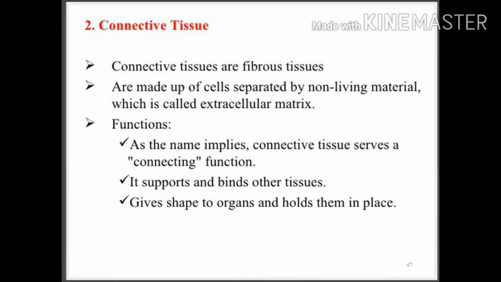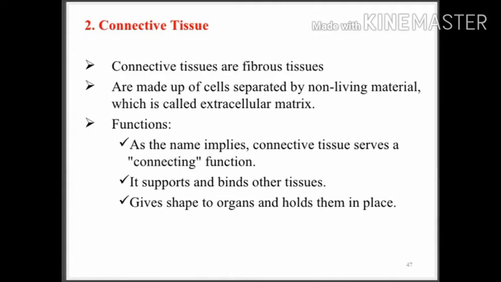Present in the matrix, we find different types of cells. These cells are loosely arranged and they have a lot of intercellular spaces. Also, in the matrix there are certain fibers which may be arranged regularly or irregularly. As the name indicates, the main function is to connect the different types of tissues in the body. They also support and bind other tissues, acting as links.